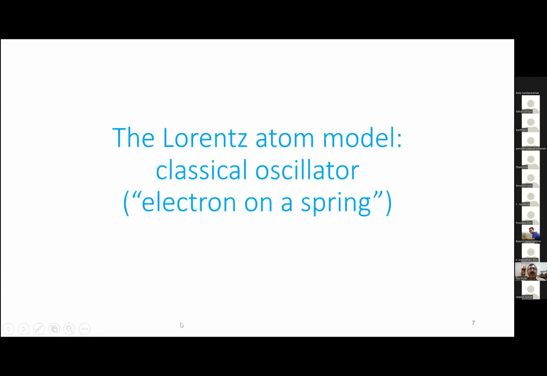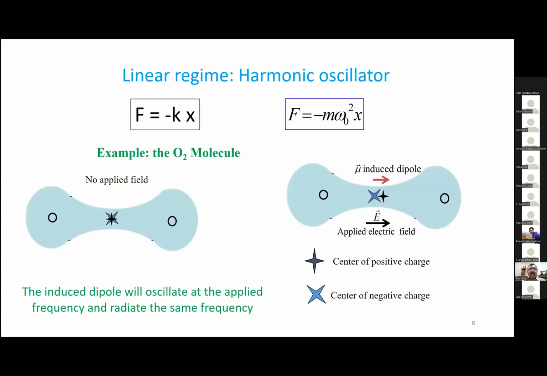Now let's look at the Lorentz atom model, where you consider the atom as a classical oscillator. So we can think of the electron on a spring picture here. In the case of the harmonic oscillator, we know the fundamental force equation is Hooke's law, F equals minus kx, which can be written in the form F equals minus m omega naught squared x, where omega naught is the angular frequency of the spring. Here you have the atom-electron system as the spring.